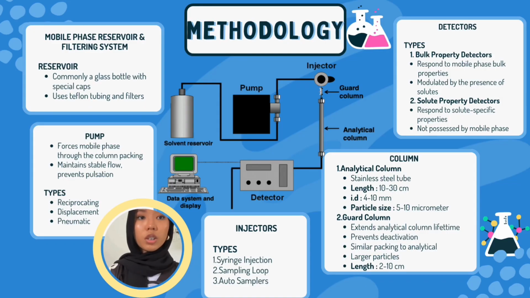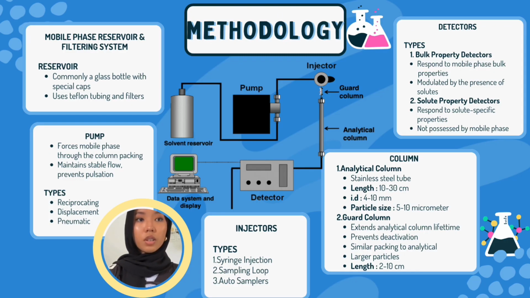So for the methodology, the mobile phase reservoir typically uses a glass bottle with special caps, Teflon tubing and filters. These connect to the pump inlet and deliver the solvent to the system. Purge gas like helium is used to remove dissolved gases, with a sparger helping to degas the mobile phase for optimal flow. The mobile phase should be pure, low in viscosity, and compatible with the detection method.